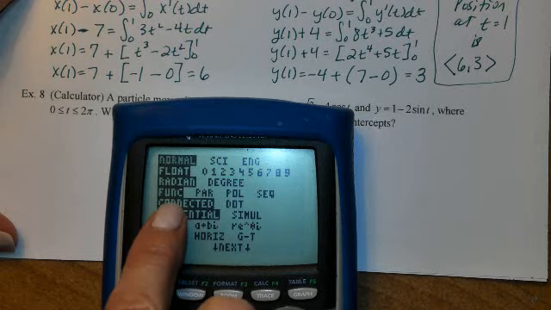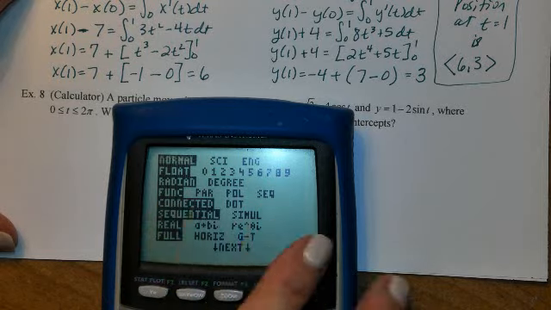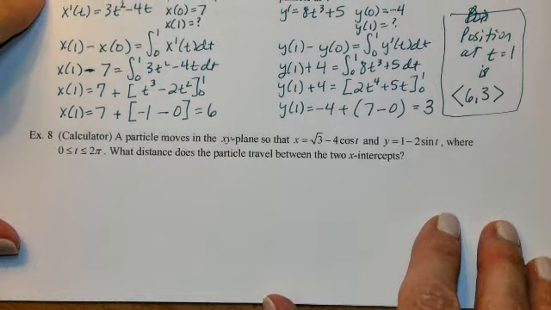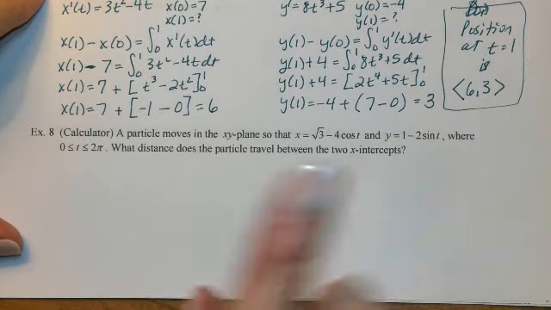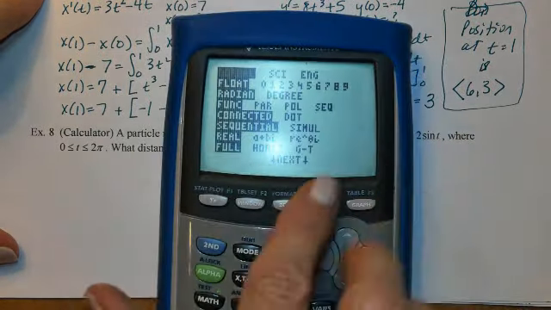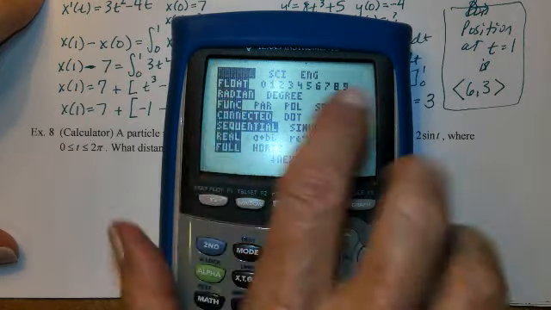So you'll always see me, I'll never go to parametric mode. Well, I shouldn't say never, but not to work a problem I won't. I'll just stay in function mode, because we can do every one of these problems without going to parametric mode. All right. So we have our calculator. We are all in Radian mode, right? Radian mode. Okay.